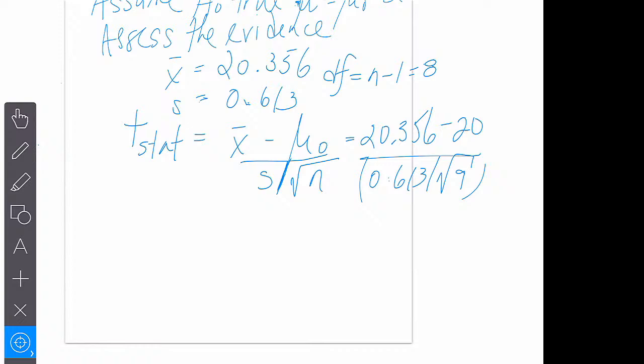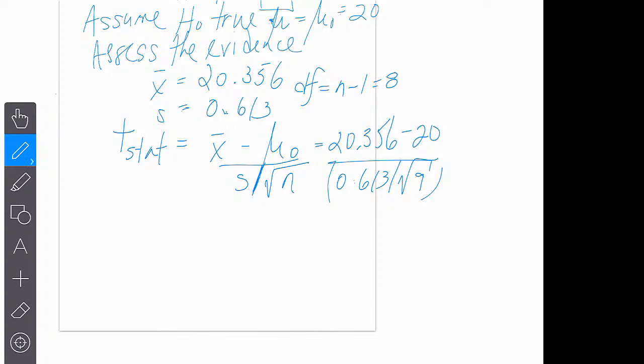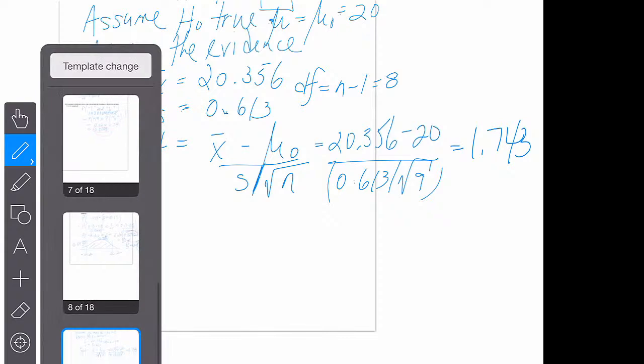What'd you get? Excellent. 1.743. So 1.743. And now what do we do? This is on the t distribution, so we need to take that number to the t distribution, which is here.